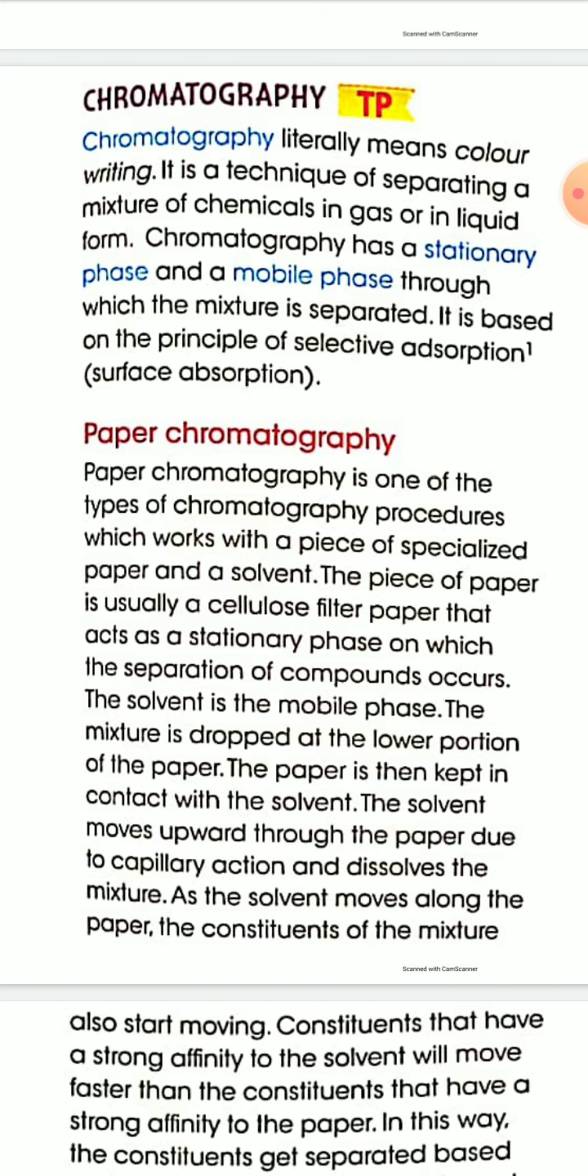Okay, so one type of chromatography technique is paper chromatography. Paper chromatography is one of the types of chromatographic procedures which works with a piece of specialized paper and a solvent. The piece of paper is usually a cellulose filter paper, and this cellulose filter paper acts as the stationary phase on which the separation of compounds occurs, and the solvent is the mobile phase.